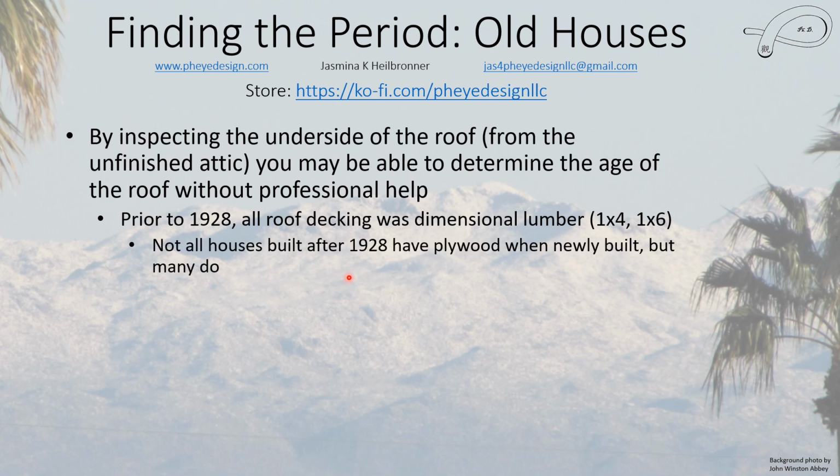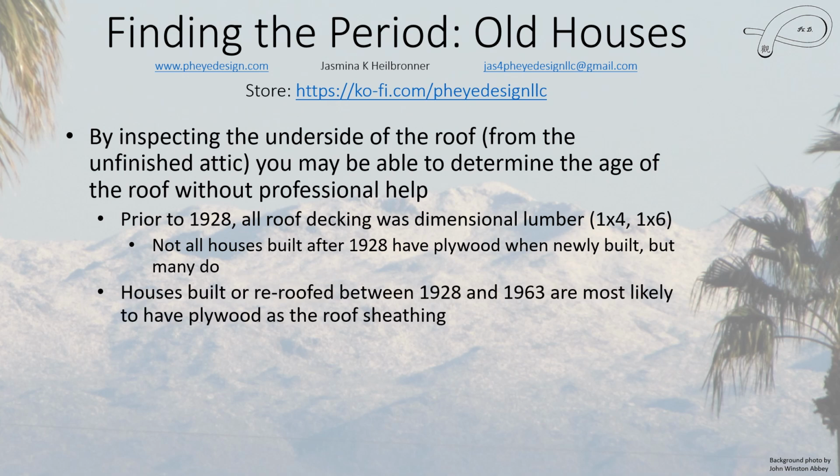Now, not all houses built after 1928 have plywood when newly built, but a very good portion of them do, because plywood's a lot cheaper than dimensional lumber. So it would have to be a house built by a very rich person if they still wanted to go with the dimensional lumber. Now, plywood is actually better than dimensional lumber, but you know, tradition, some people would prefer tradition, and so they might, even after 1928, go with dimensional lumber. It would be unusual, but it's possible.